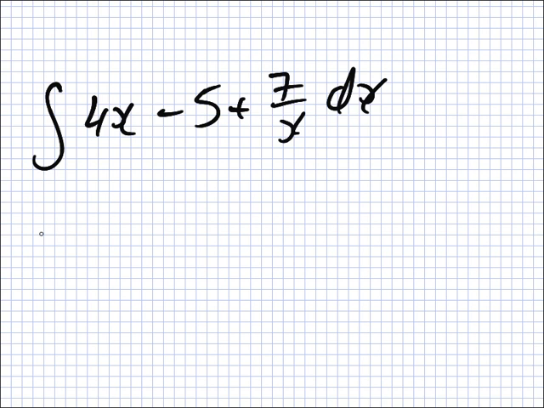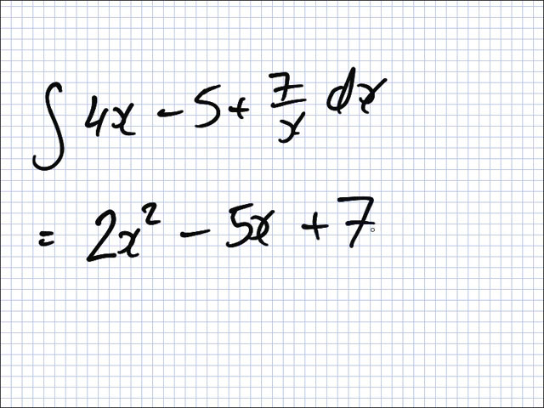Okay, so what do we get here? 2x squared minus 5x. Plus what? Plus 7 over x squared? No. Minus 7... 7 log x plus c.